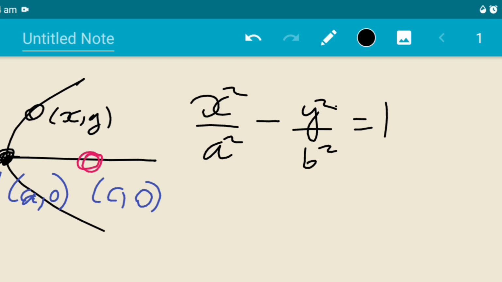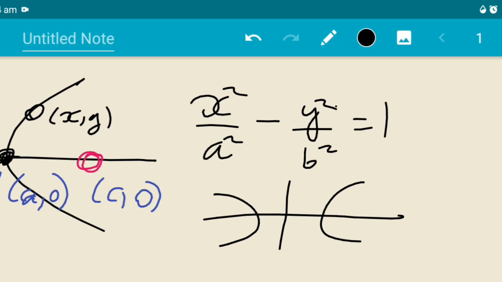In this case, when we look at our graph, our transverse axis, which is where the focus is located, is here, and this is the conjugate axis. The foci are located along the transverse axis, so it's along the x-axis. That is why our a is under the x, and as you may see, it is not the one having a negative.